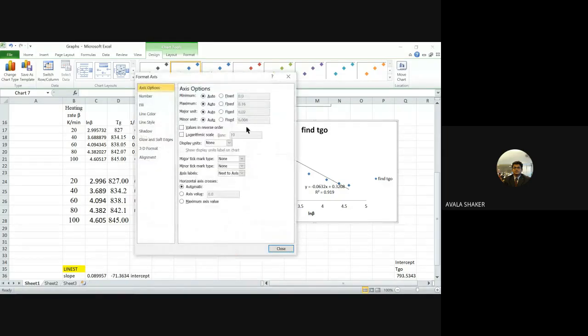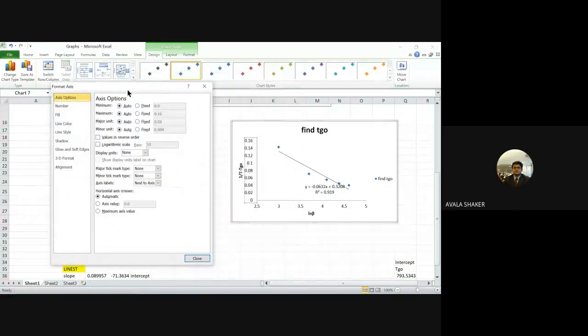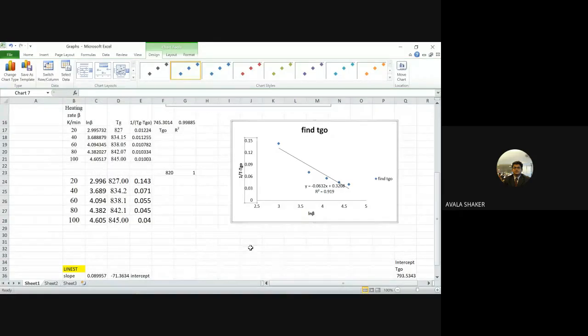Now this interval is 0.02. If you look at the major unit, let's say it is fixed as 0.3. Okay, so it has changed. So 0.03, 0.06, 0.9, 0.1.